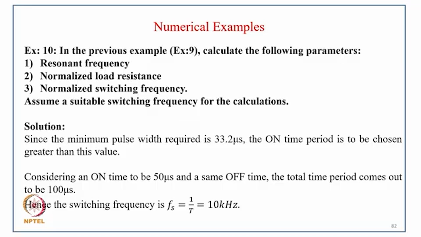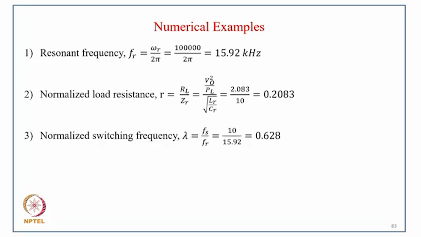The switching frequency is Fs equal to 1 upon TS, that is 10 kilohertz. And resonant frequency Fr equal to omega R upon 2 pi. So putting value, it would come 15.92 kilohertz, and normalized load resistance R equal to RL upon ZR. So putting value, it comes 0.2083, and normalized switching frequency lambda equal to Fs upon Fr. Putting value, it would come 0.628.